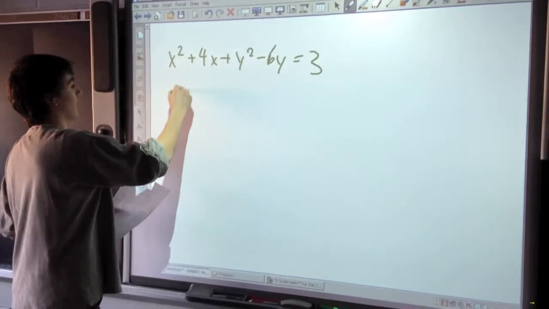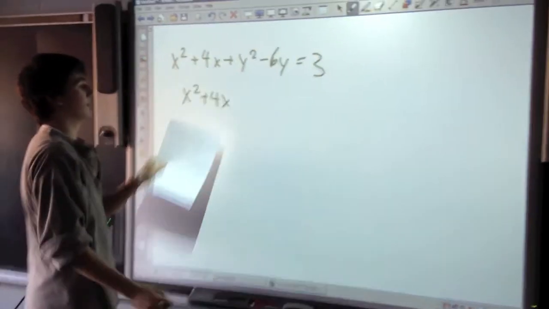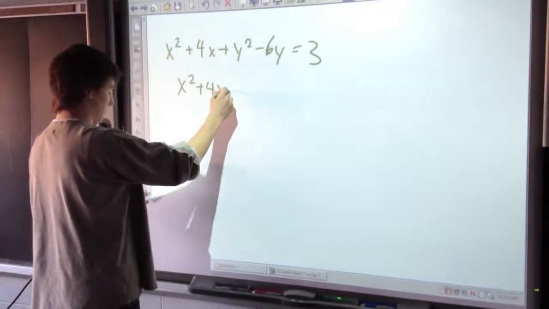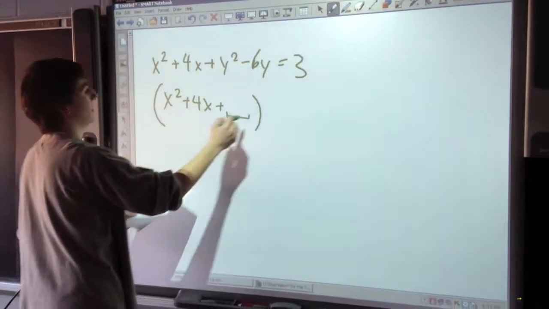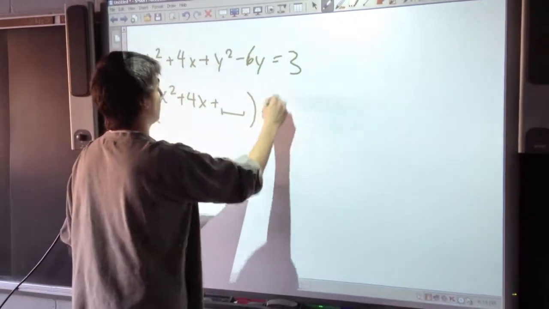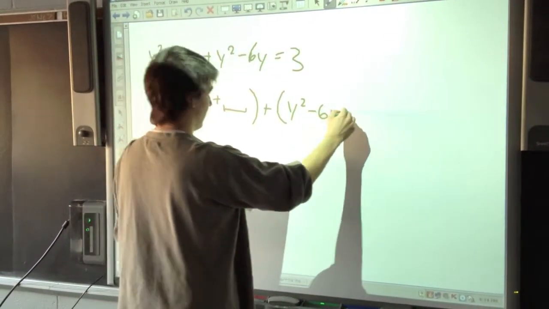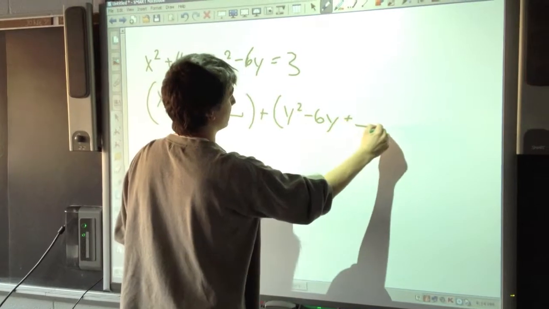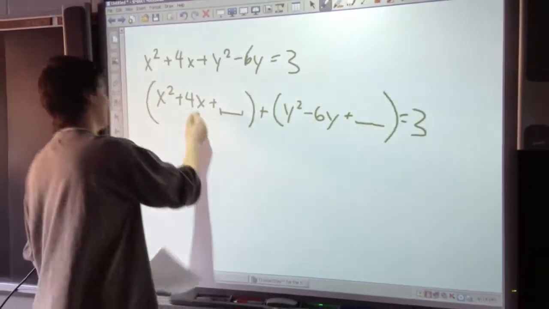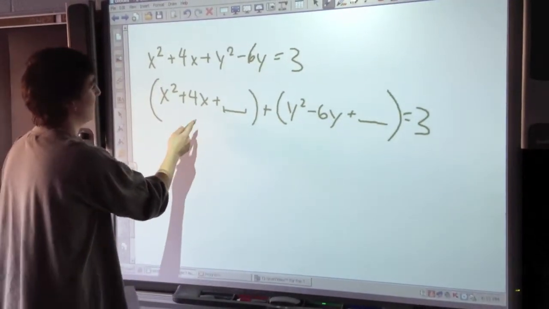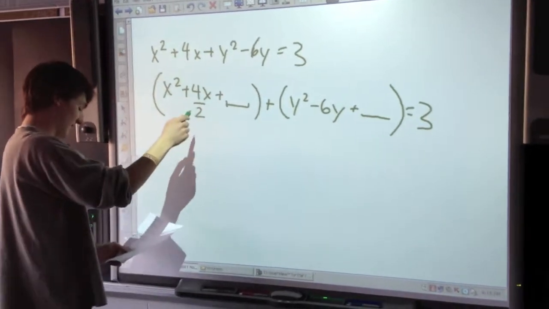So you would do x squared plus 4x. And now you're going to be solving for a certain missing variable, which is here. So it's going to be plus, and then whatever this variable is. And then it's plus y squared minus 6y. And then you're going to do plus whatever's missing here equals this. So now in order to find these two, you have to do half of it, and then you square it.